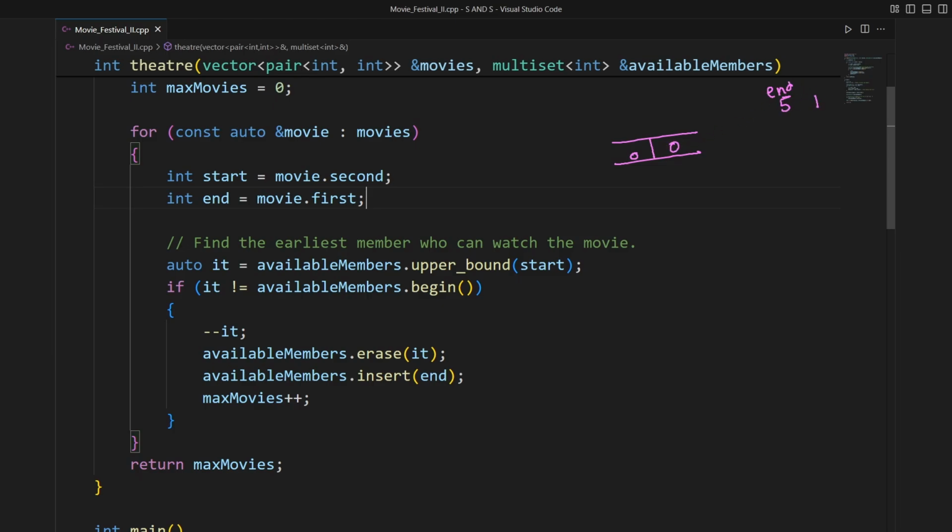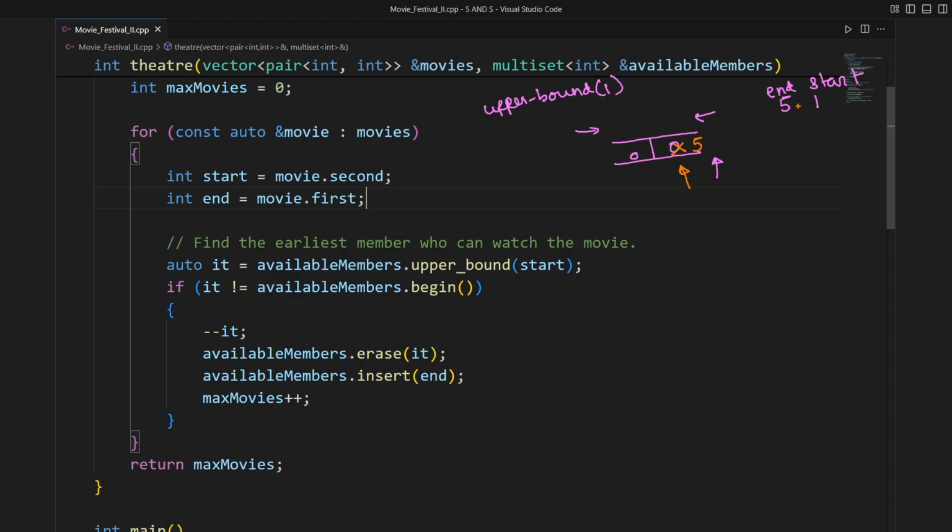This is the end time, this is the start time. I ask my upper bound. Basically, when we were showing in the code, we were inserting from here, but this time we will be inserting from the back. So the upper bound of 1, I'm asking, give me a value which is greater than 1. I can't find it, so it is going to point the iterator over here. That means I'm going to bring the iterator over here, erase the value, and insert the ending time of the movie, which is 5.